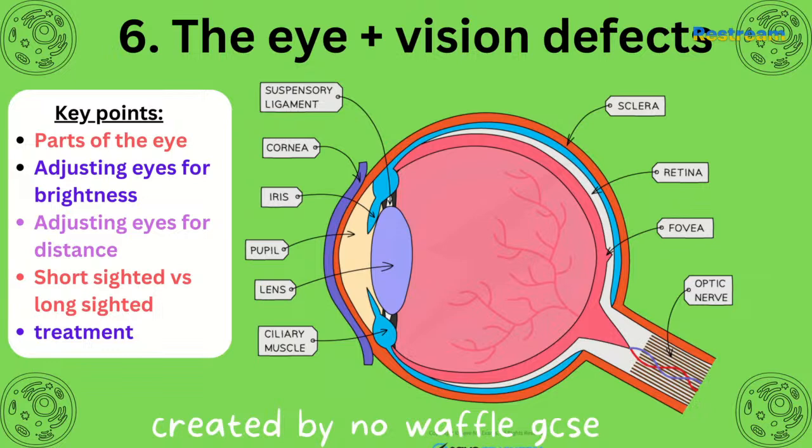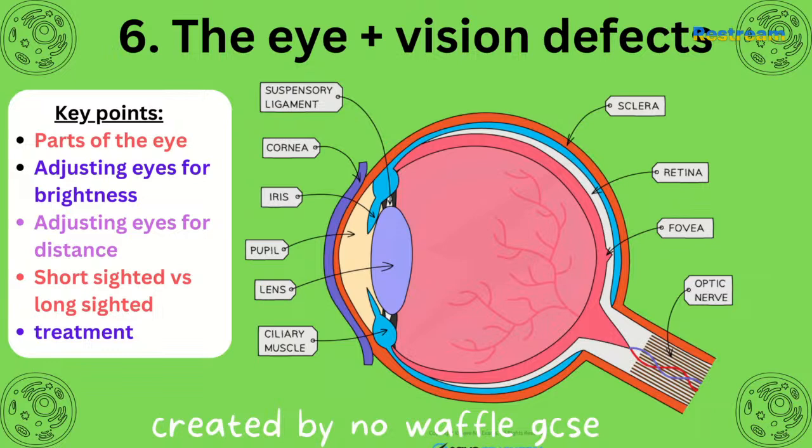Now let's look at vision defects. So short-sighted versus long-sighted. What is the difference between them? Long-sighted means that people who have long sight struggle to focus on near objects, whereas short-sighted people, which is the majority of people who have glasses, are unable to focus on distant objects. Now, long-sighted is often called hyperopia, whereas short-sighted is often called myopia.